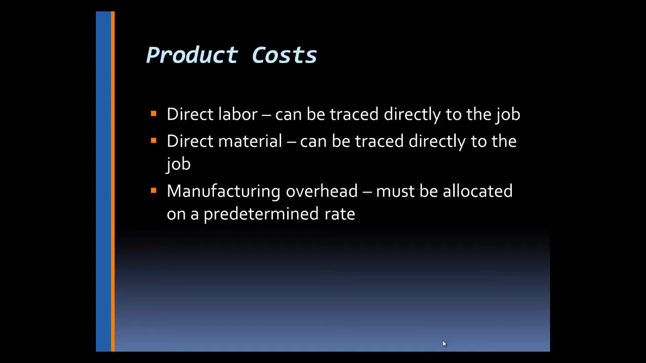Direct labor, that can be traced directly to the job. These are the people that actually have put their hands on the product itself to make it or operate a piece of equipment that's making the product. Direct material, that can be traced directly to the job with a bill of materials. And then manufacturing overhead, which must be allocated on a predetermined rate. So you cannot trace manufacturing overhead directly to the job.